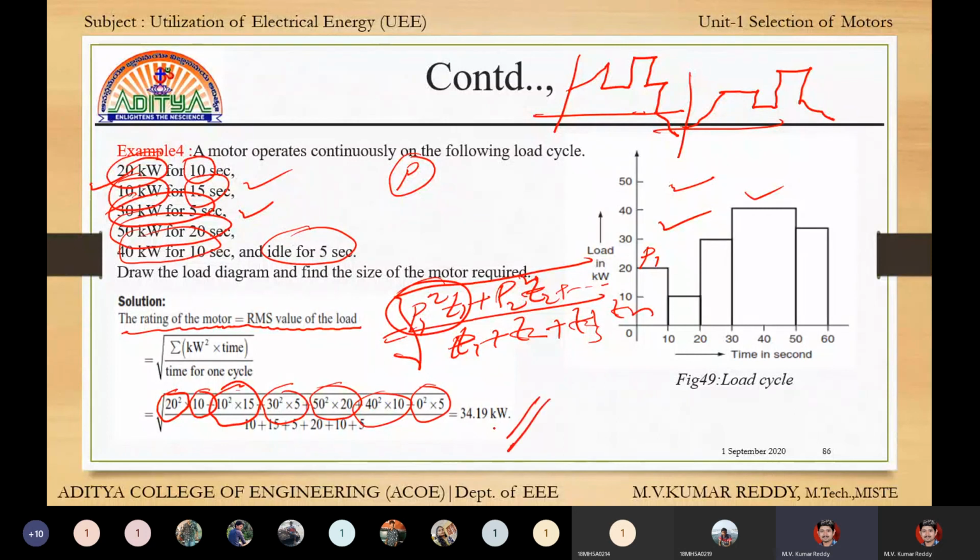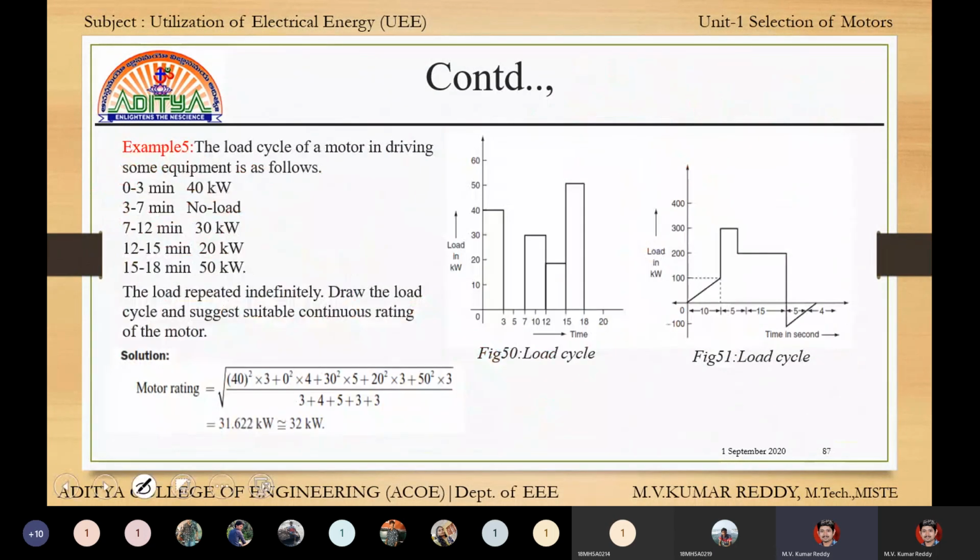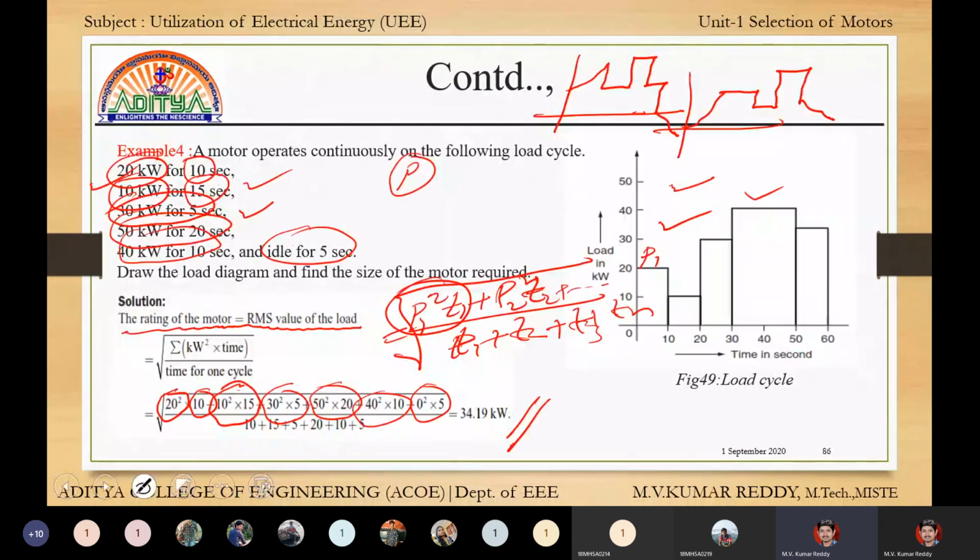This is the formula. Up to here we stop this session. In the next class we will continue with example 5, which is the abnormal condition: in abnormal condition, how the motor rating can be used. These examples are very important from the exam point of view. Okay, thank you all.